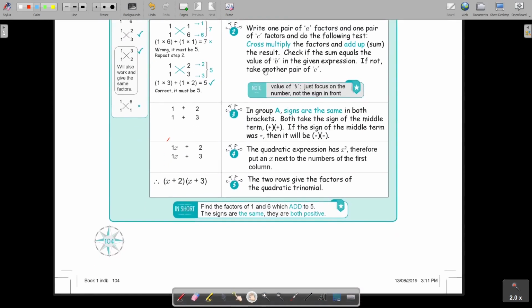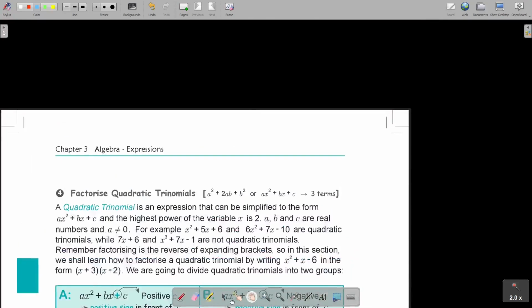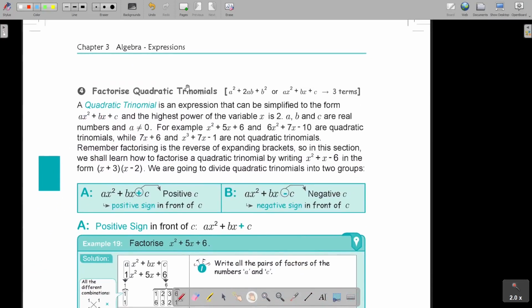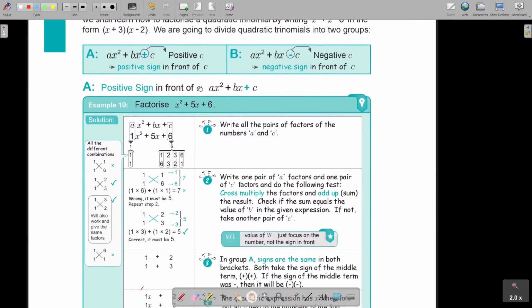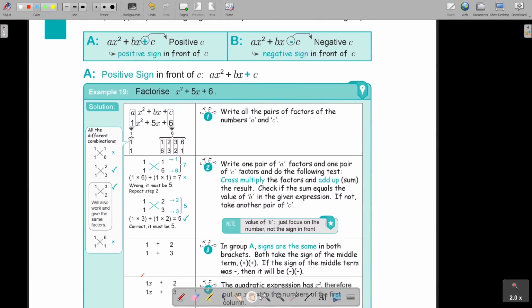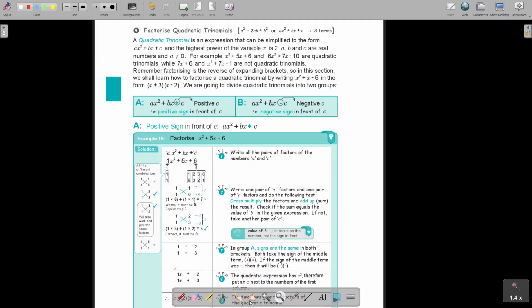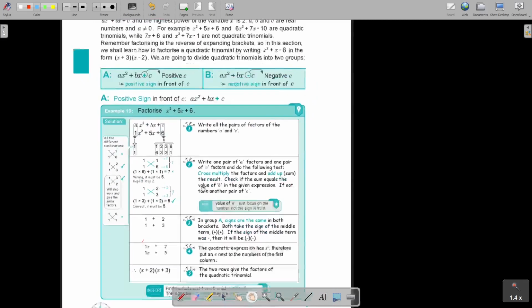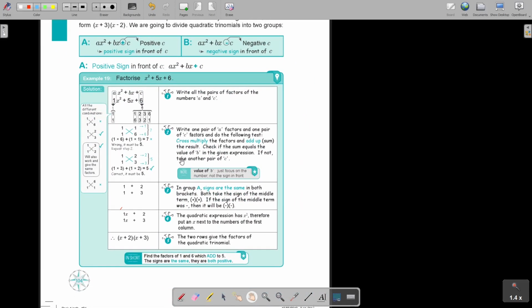This is on page 104. This is still in chapter 3. This is factorizing quadratic trinomials. What I do, and I just want to make it a bit smaller, is divide it into 2 groups. It's just my way of talking. Although it's difficult, it's a recipe thing. You follow the recipe, and you see a nice outcome.